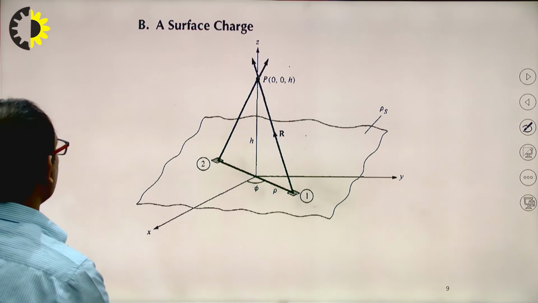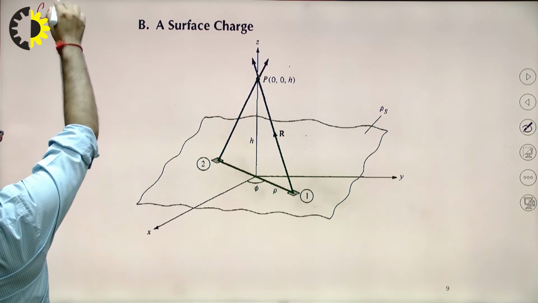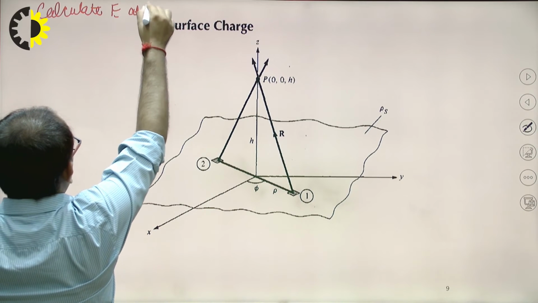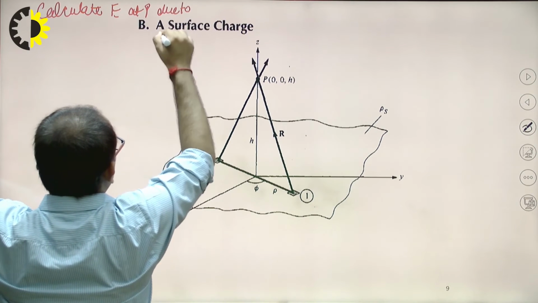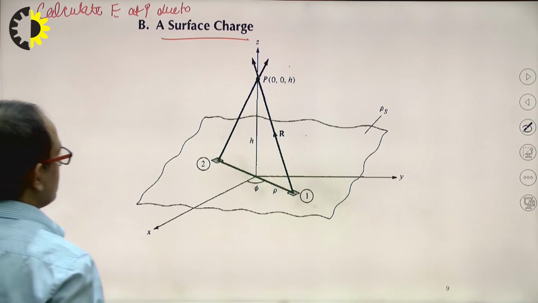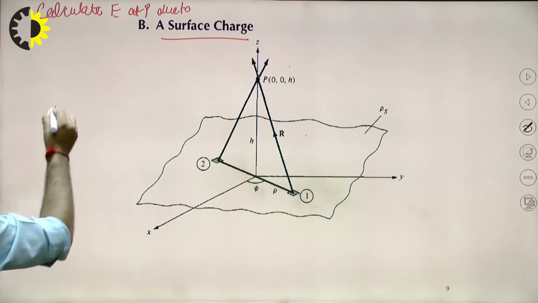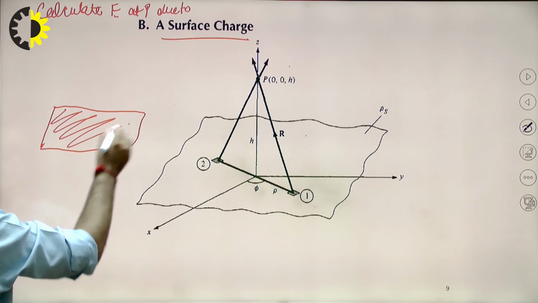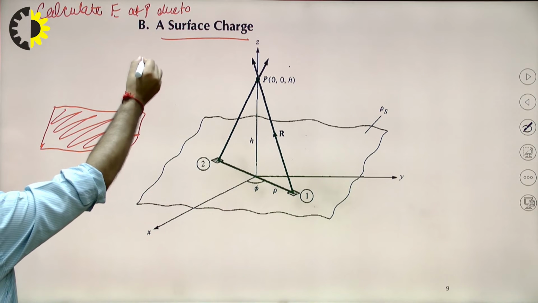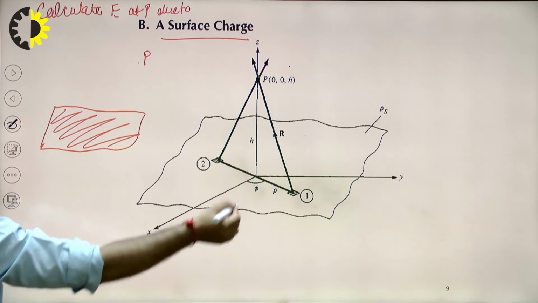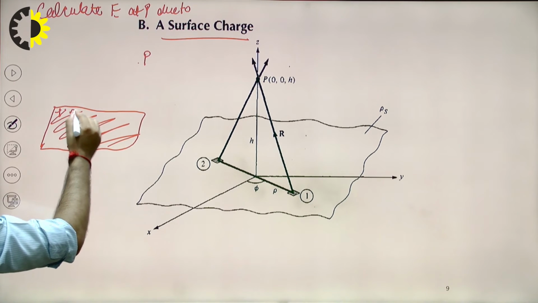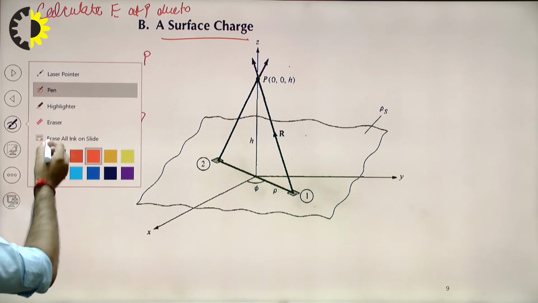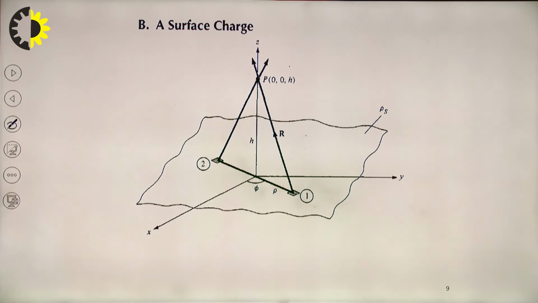Now I want to calculate the electric field at point P due to a surface charge. Means if I say this is a surface present along this, and I want to calculate the electric field at point P due to this, and this surface has a number of point charges. Clear? So here we will find out this one.